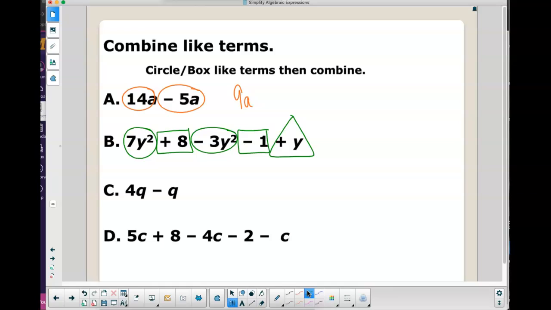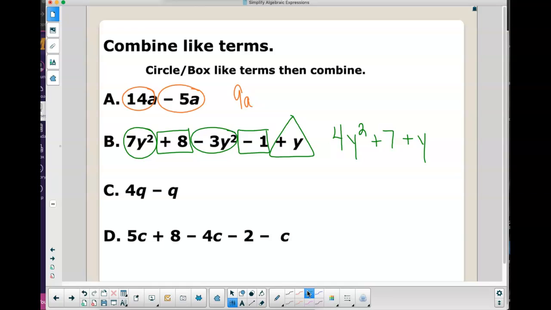Now we need to put our shapes together. Okay? So I put the circles together. What's 7y squared minus 3y squared? 7 minus 3 is 4. So we have 4y squared. Positive 8 minus 1. 8 minus 1? 7. Is it positive or negative? Positive. So I'm going to put a plus 7. And then I only have my triangle, so plus y.